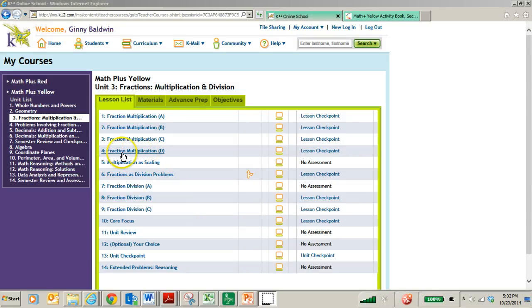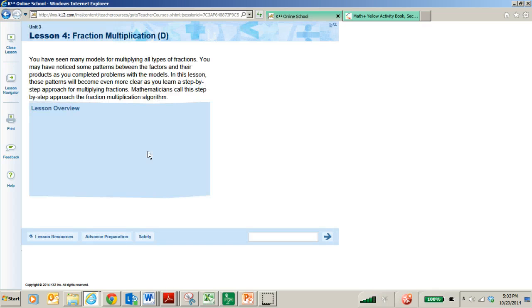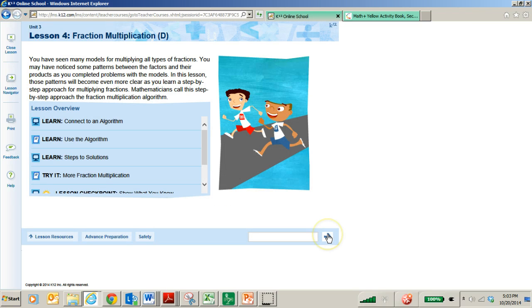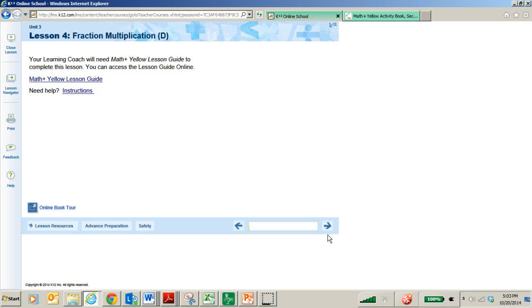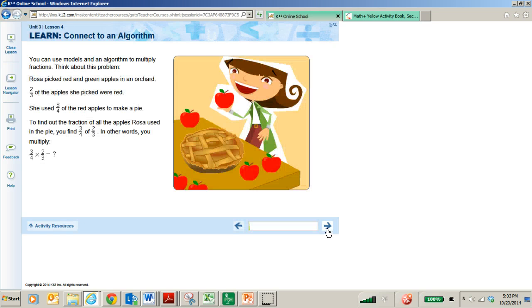Now it's time to move on to Lesson 4 on fraction multiplication. And this lesson takes things from all of these three previous lessons that focused on the modeling of fraction multiplication. And now we're moving into the standard algorithm, or more of the procedural concepts of how to multiply fractions. Basically, this will go into how to multiply the numerators and denominators to get the final answer. And you can see it says we're connecting to an algorithm.